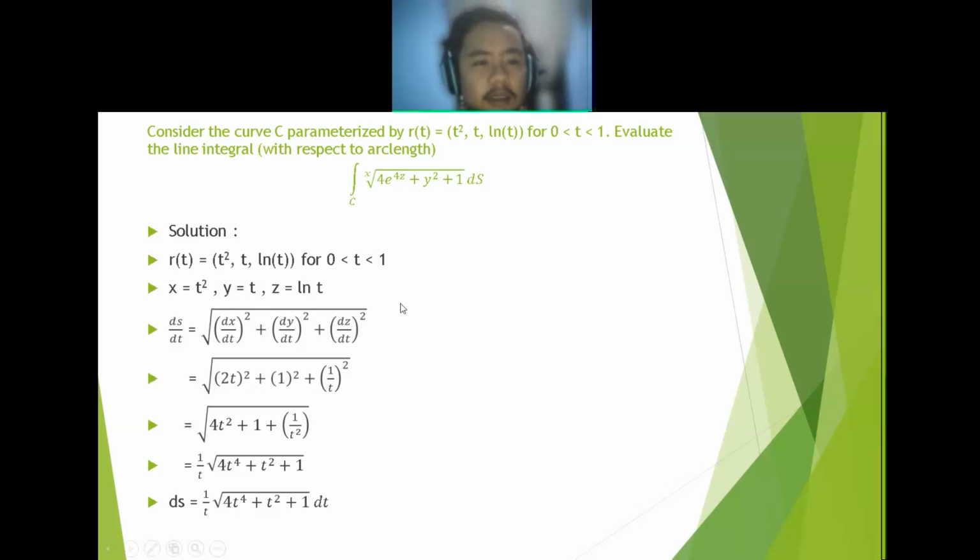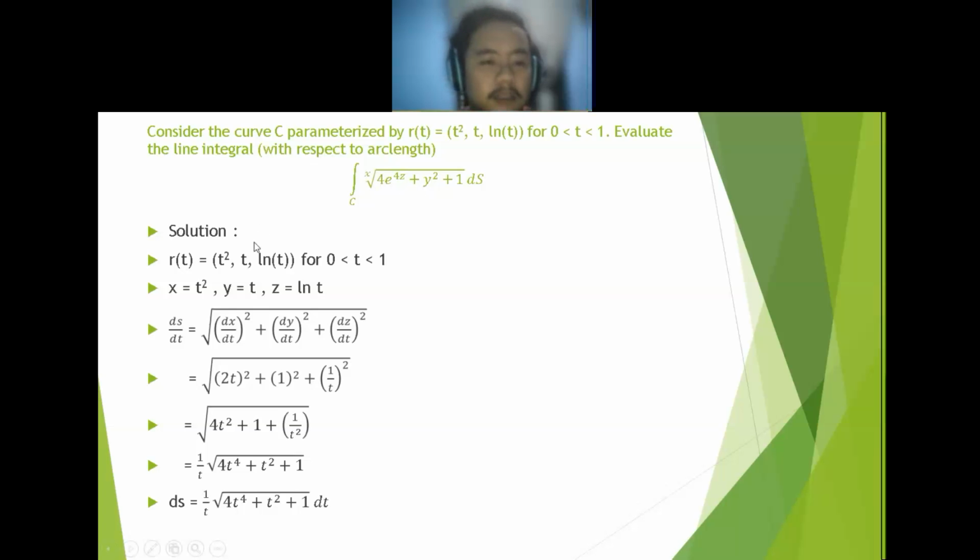So, okay, question 2 is: consider the curve C parameterized by r(t) equals t to the power of 2, t, and ln t, for t ranging from 0 until 1. Evaluate the line integral with respect to arc length. The equation is the integral over C of x times the square root of 4 e to the power of 4z plus y to the power of 2 plus 1, ds.